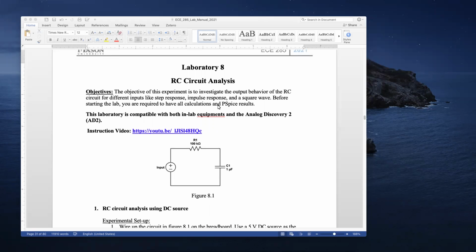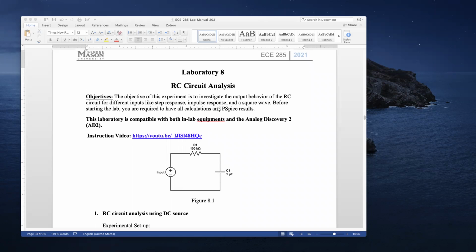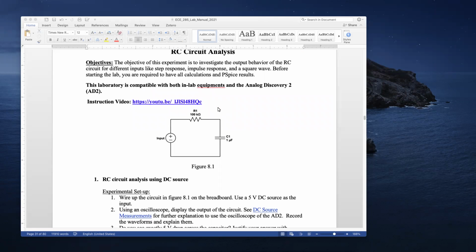Hi, I'll go over Lab 8 of ECE 285, which is regarding RC circuit analysis. For part 1, you have a DC RC circuit, and for part 2, you have an AC RC series circuit. For the first part, the DC source, we're going to connect our circuit like that schematic right there, but I'm going to change my resistance to 200K and my capacitance to 100 nanofarad.